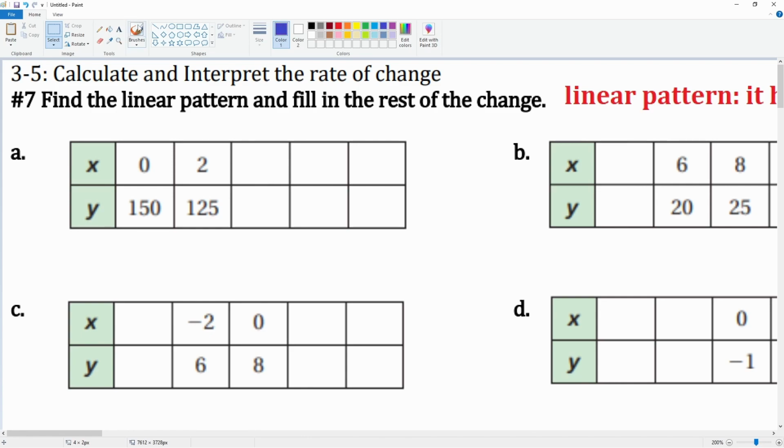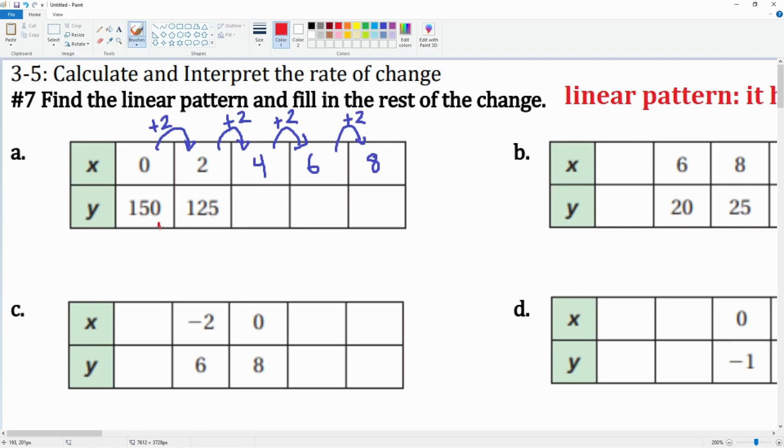So let's do the x first. We plus 2 here. For it to be linear, it has to continue this pattern. So it's going to be also a plus 2 here. So this becomes 4. Plus 2 here, it becomes 6. And plus 2 here, it becomes 8.